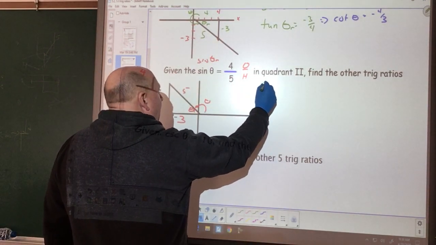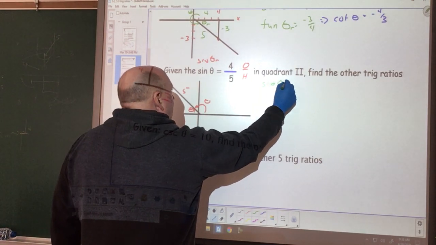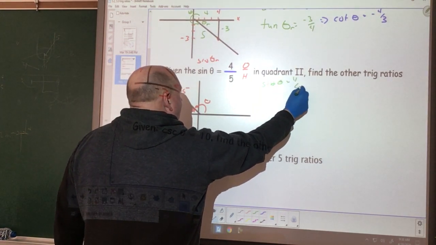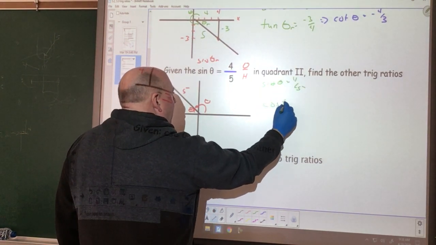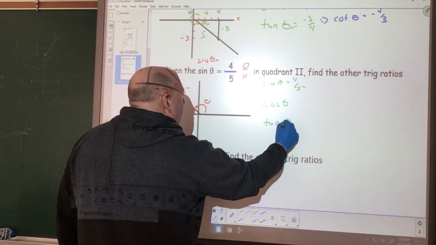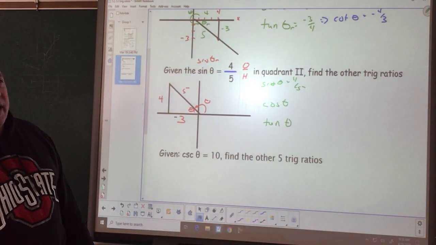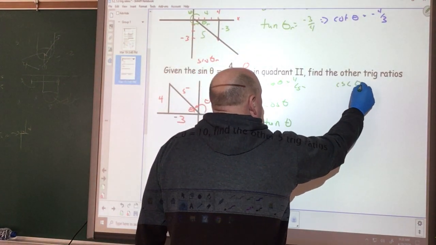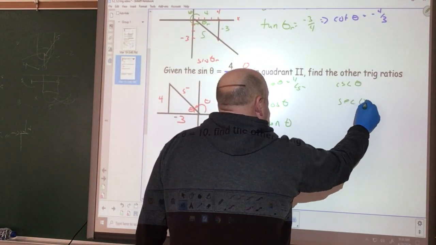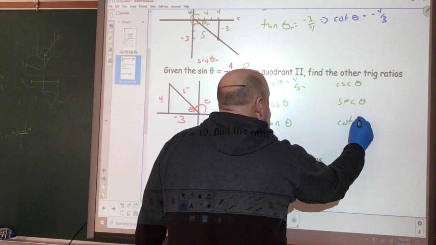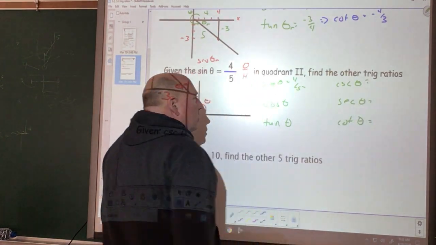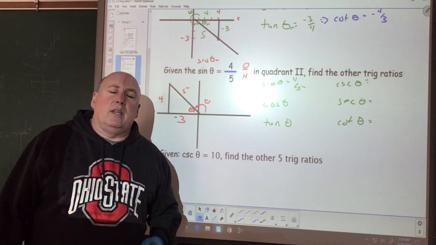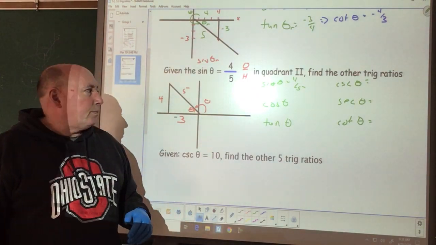So we have the sine of theta, which we already know is 4/5. The cosine of theta, the tangent of theta, which is a tangent of theta reference. Then the cosecant of theta, secant of theta, and cotangent of theta, which are also the secant, cosecant, cotangent of theta reference.